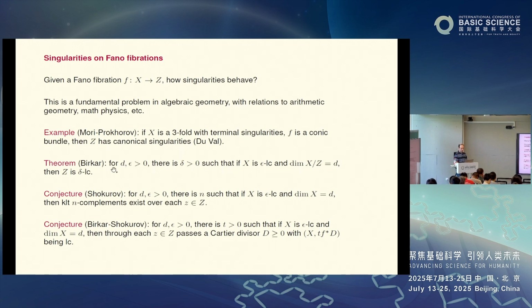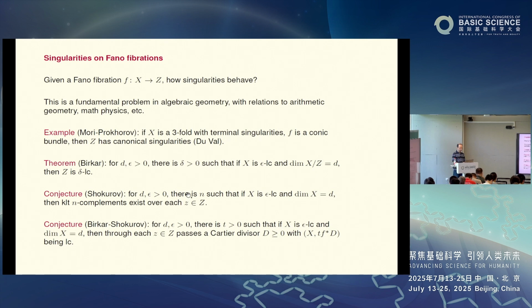But in a much more general form and in every dimension, the next theorem says that if the total space X has epsilon-LC singularities, then the base will always have delta-LC singularities, where delta will depend only on epsilon and the relative dimension. So the previous example is just one example of this more general statement. Unfortunately, this is a very long story. There's no time to go into this any deeper. But there are also still very hard questions remaining in this direction.